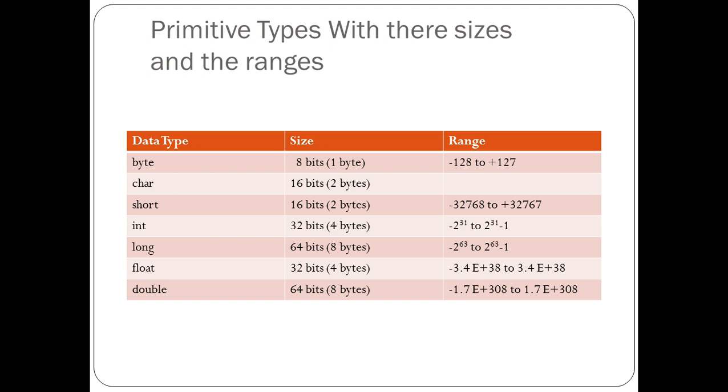And for floating type of data, there are two types, float and double. Float is 4 bytes, that is 32 bits, and double is 8 bytes, that is 64 bits. And in the third column there are the ranges for the various data types.